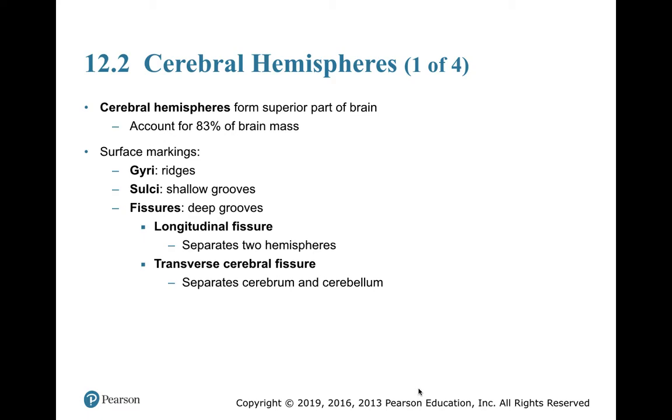When you look at the cerebral hemispheres, you'll notice they have parts that come up, which we call ridges, and grooves where they go down because of that folding. The ridges are called gyri. The shallow grooves are called sulci. There are some deeper grooves called fissures. The longitudinal fissure separates the left and right hemispheres. The transverse cerebral fissure separates the cerebrum from the cerebellum.